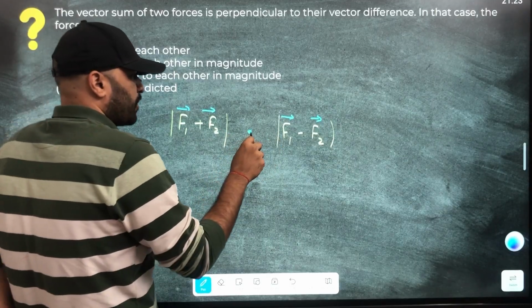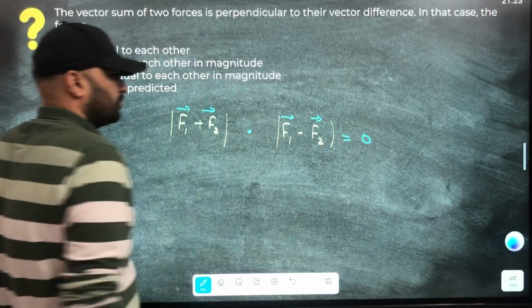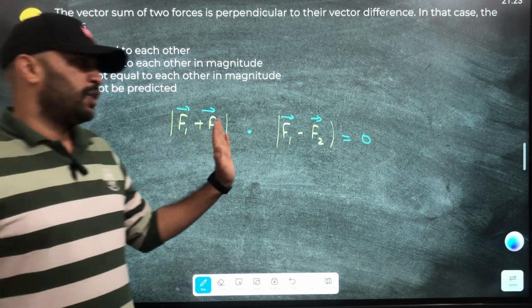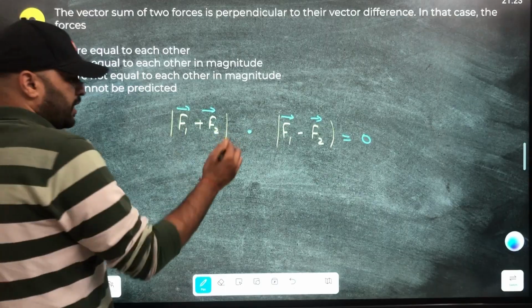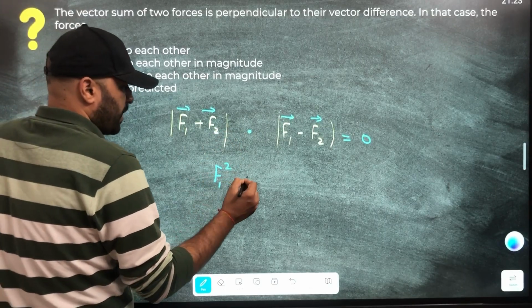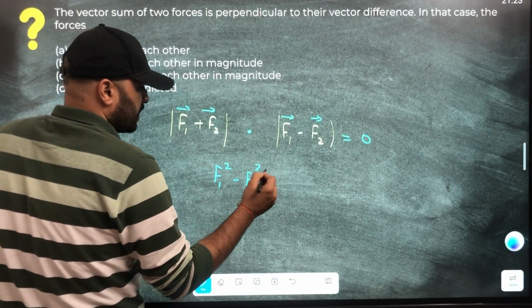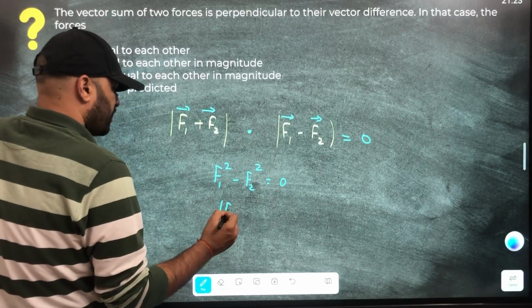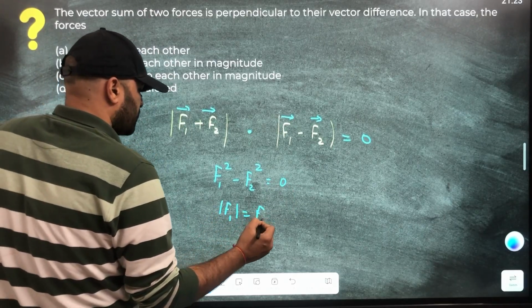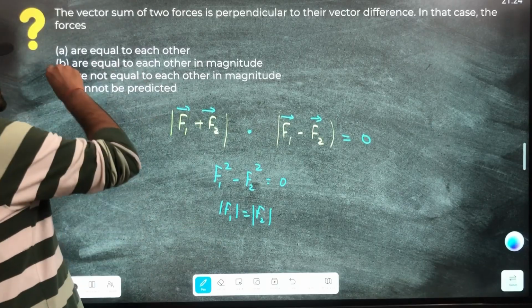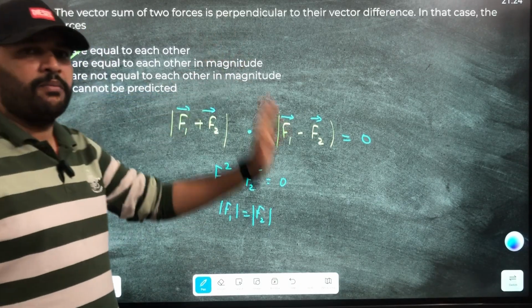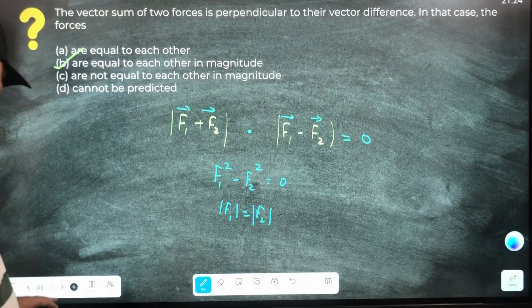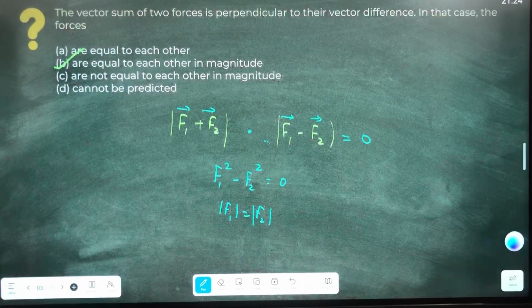Which means that the dot product has to be 0. Let me repeat again: if two vectors are perpendicular, their dot product has to be 0. Clear? So here it will give you F1 squared minus F2 squared equals 0, or the magnitude of F1 has to be equal to the magnitude of F2. Which is the correct option? Option B. So they are equal to each other in magnitude. I hope you understood this. Let's see the next question.